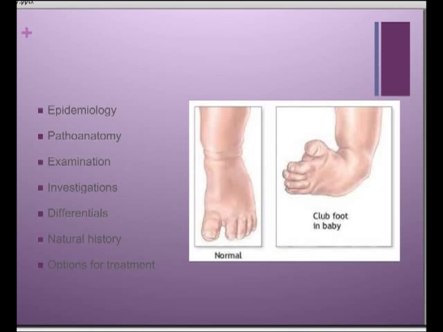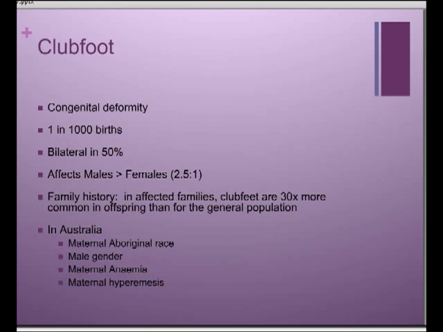Clubfoot is a congenital deformity, and 50% of cases are seen bilaterally affected. It's seen more commonly in males. There's also some family history component to it. An Australian study identified risk factors including males and patients with anemia or hyperemesis having kids with it.